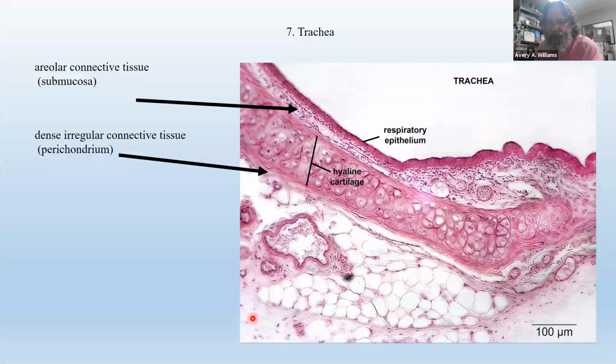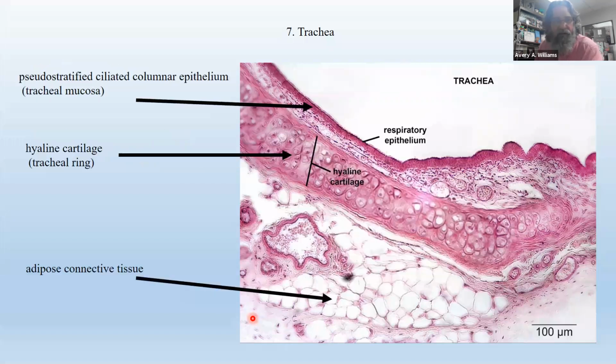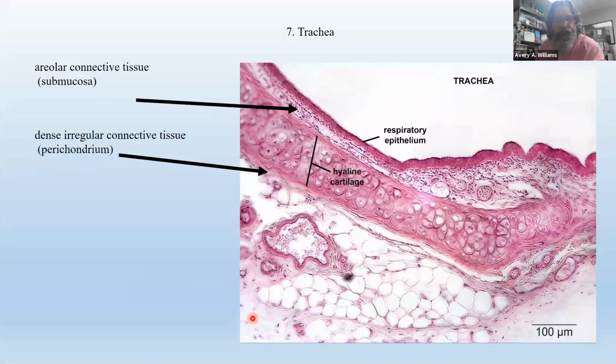Oh, I see what I did. I forgot about that. Now I'm pointing to areolar and dense irregular. Okay. Yeah, this is the perichondrium. Yeah, just to see it again. We've seen this already. It's the lamina propria or submucosa, which is also areolar. Okay. So there you go. Another good example of that.